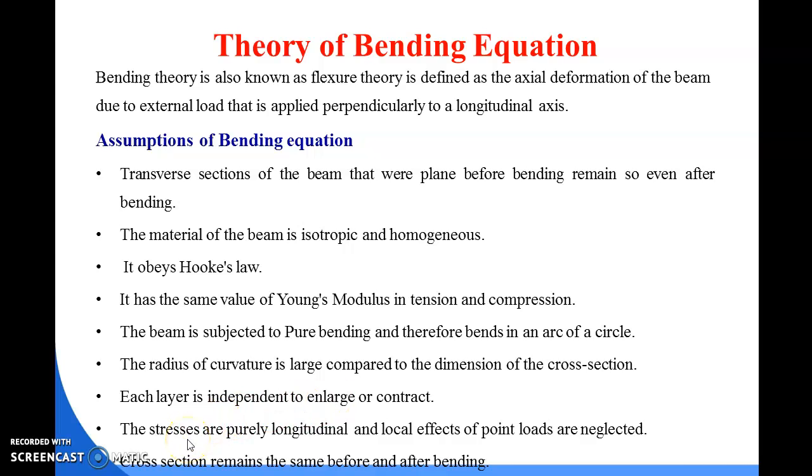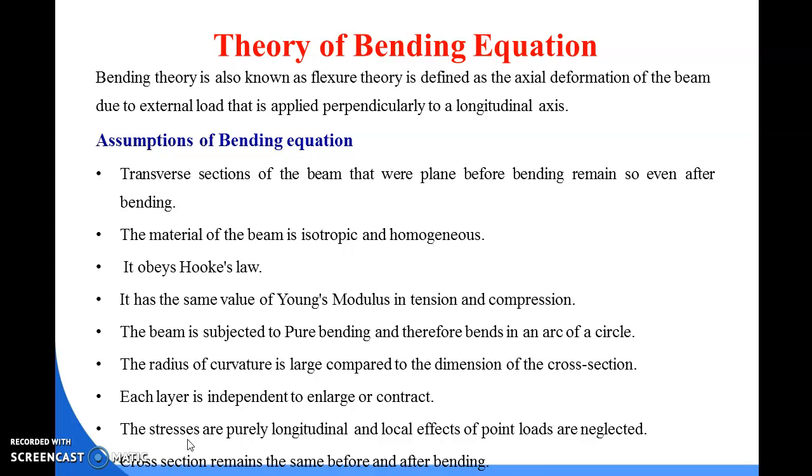Next, stresses are purely longitudinal and local effects of point loads are neglected. So here the point loads we have to neglect, and we can only consider the moment here. The last one is that the cross section remains the same before and after bending.